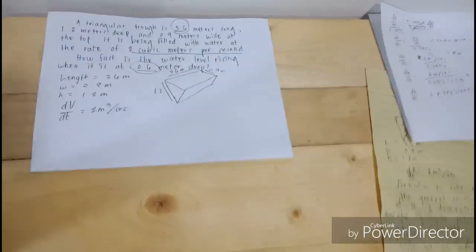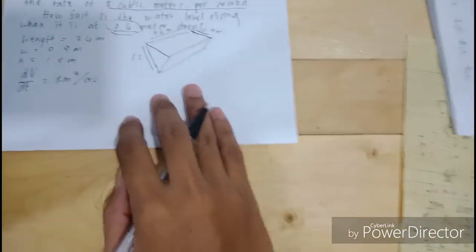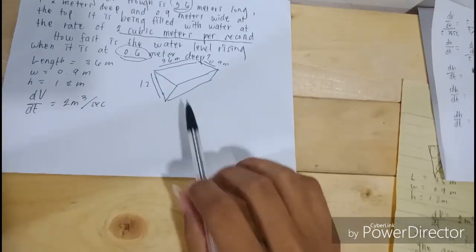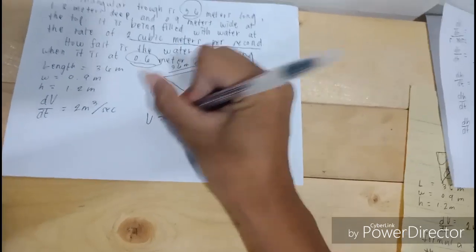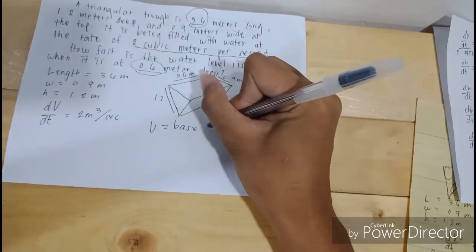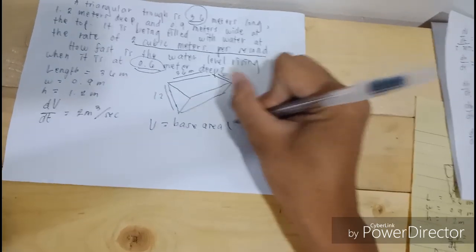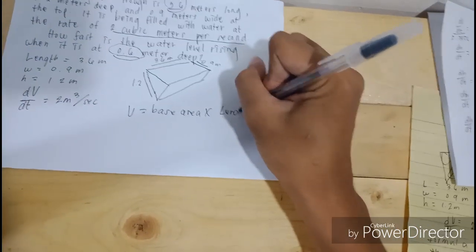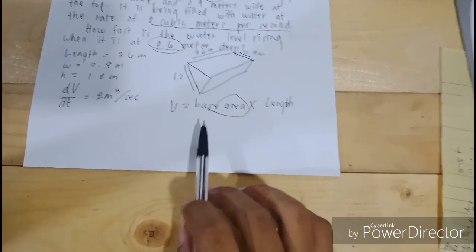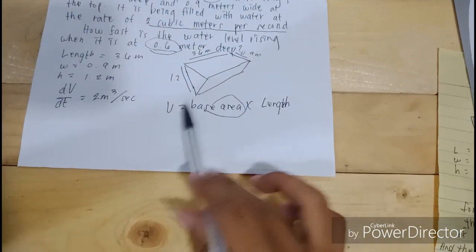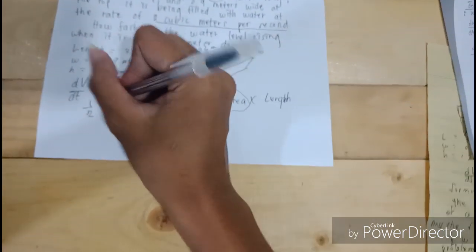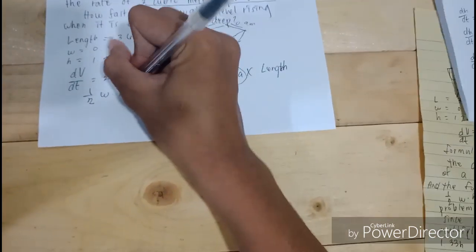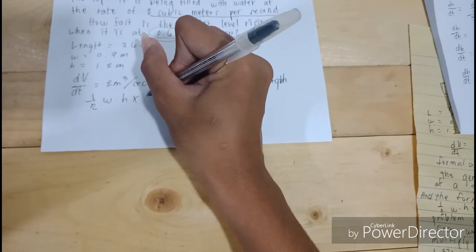So the general formula in getting the volume of a three-dimensional figure is V equals base area multiplied by the length. And the formula for the area of a triangle is 1/2. So that is the standard, guys. So 1/2 width multiplied by height multiplied by the length.